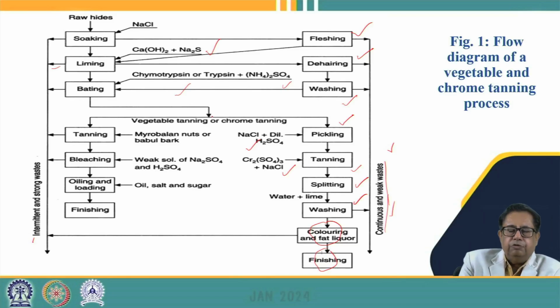Similarly, when we talk about the vegetable tanning process, in that case, we may use a certain extract which is generated from the bark or from the nuts or from the vegetables. So this tanning process is done, and this tanning process may lead to the intermittent strong waste.